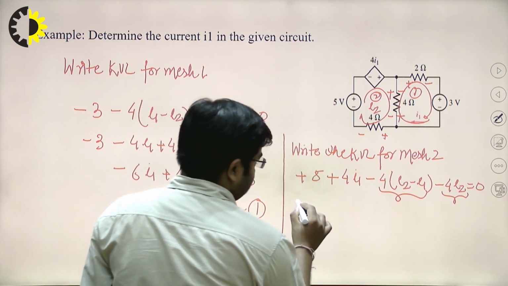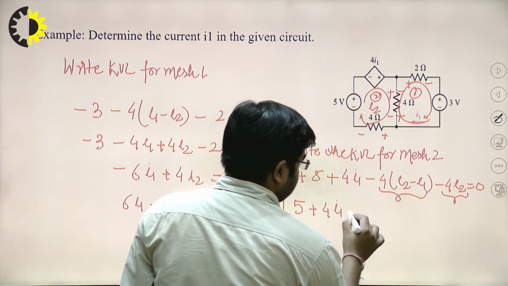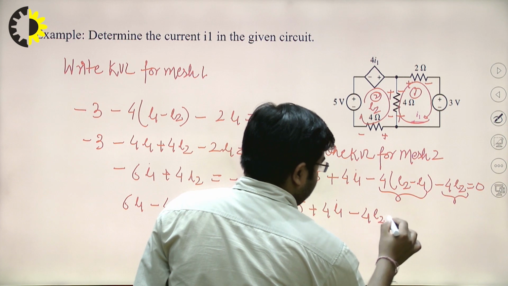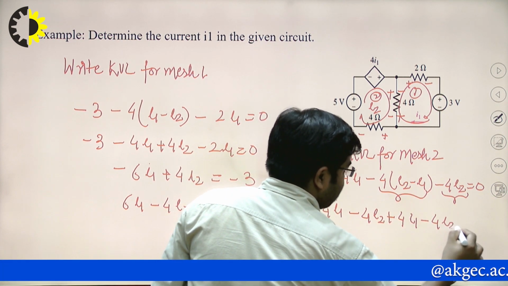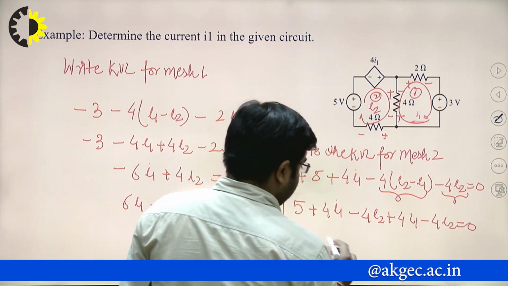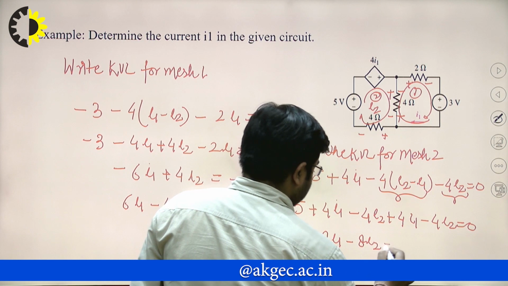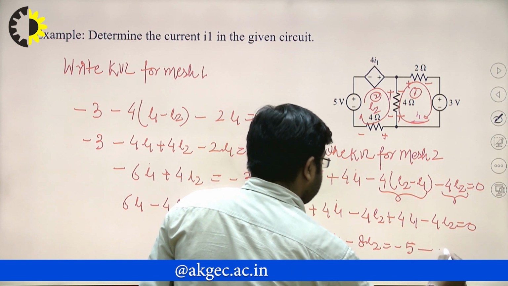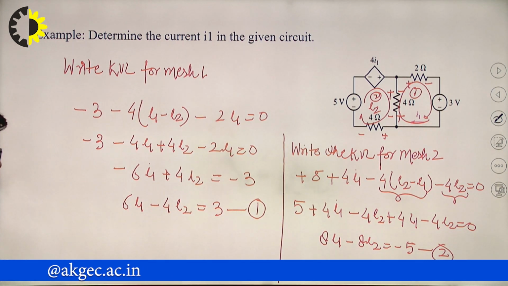Now rearrange this equation. So 5 plus 4I1 minus 4I2 plus 4I1 minus 4I2, that is equal to 0. So it will be 8I1 minus 8I2, that is equal to minus 5. Suppose this is equation number 2. Now solve equation number 1 and equation number 2.